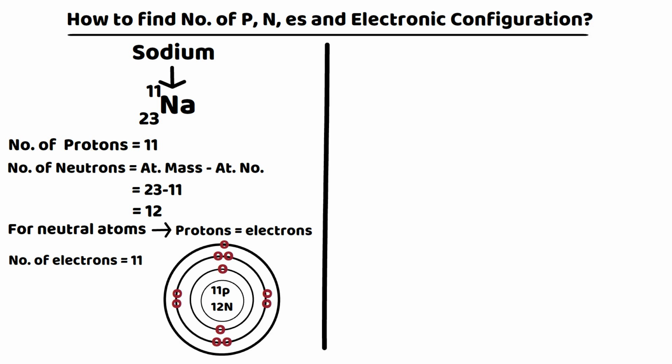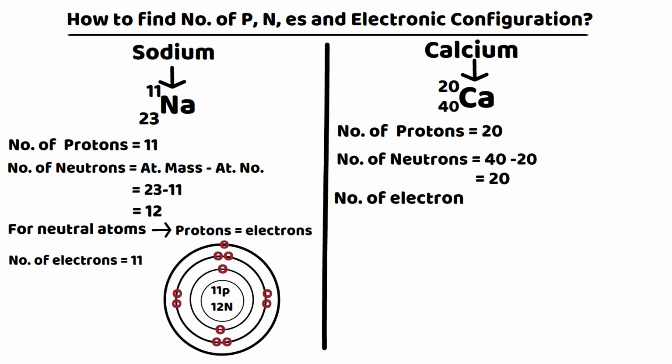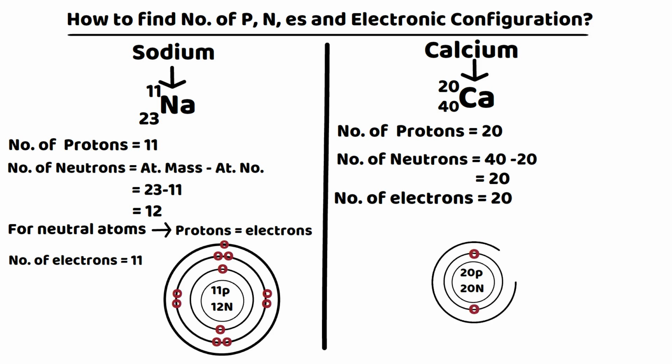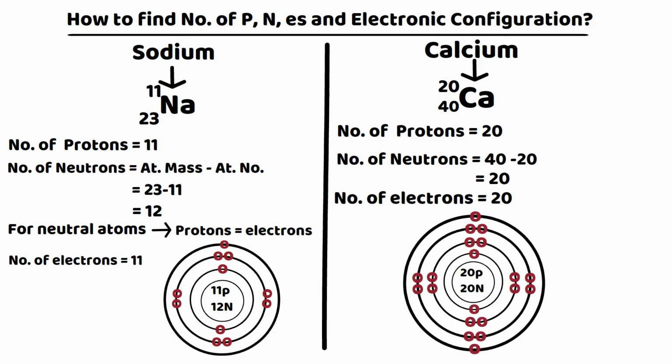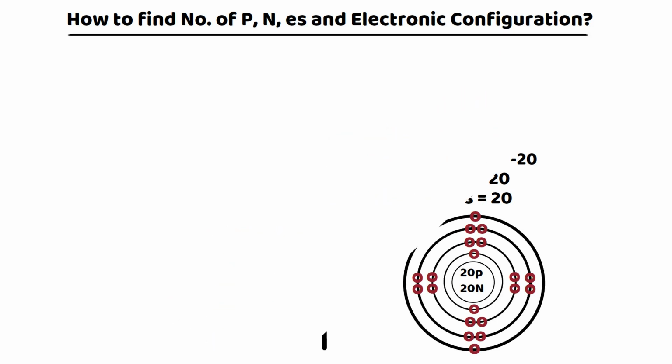Now let's find protons, neutrons and electronic configuration of a calcium atom. An atom of calcium has 20 protons as its atomic number is 20. The atomic mass of calcium is 40. So the number of neutrons is 40 minus 20 equal to 20. Electrons in an atom of calcium are also 20. The electronic configuration of calcium shall be 2, 8, 8 and 2. Remember, up to atomic number 20, only 8 electrons are kept in the third shell and not 18 electrons.